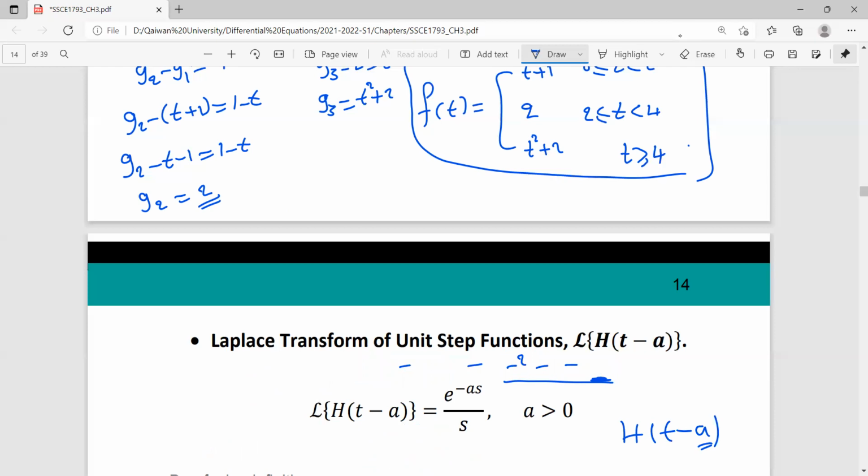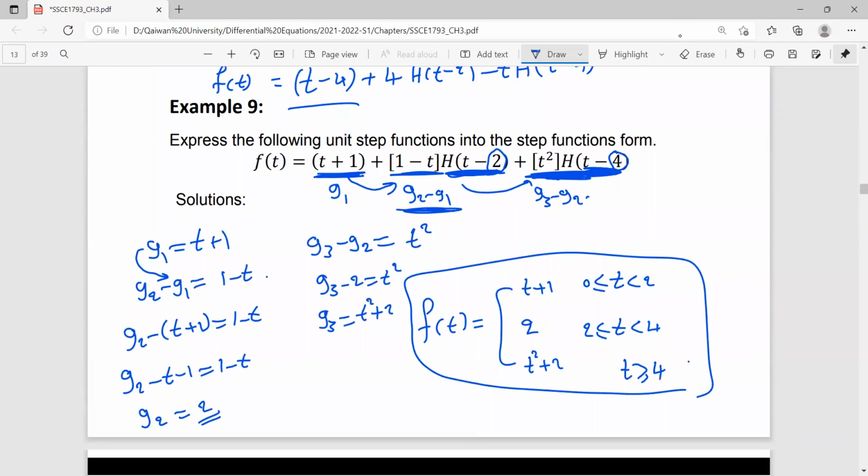This is converting a step function to a unit step function. Do you have any questions about converting a step function to a unit step function and vice versa?